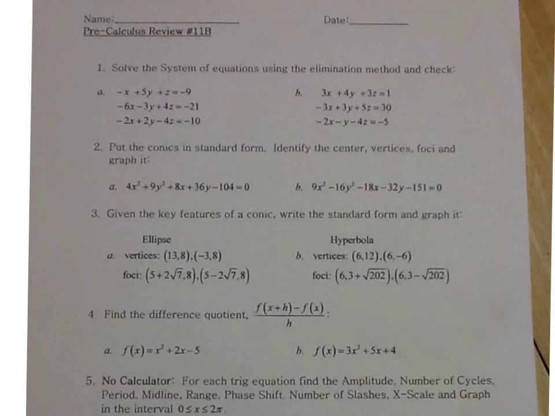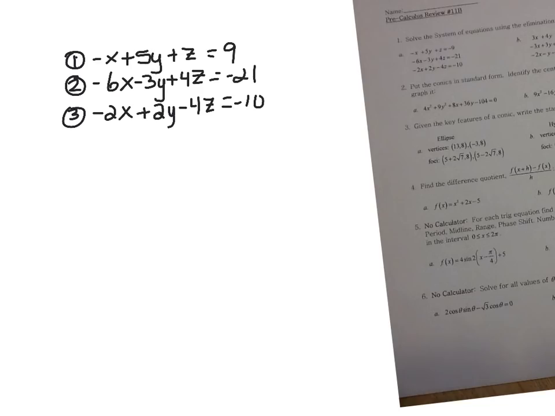All right, so number one says to solve the system of equations using the elimination method and check. It is a 3 by 3. A and B are both 3 by 3s. Okay, so let me write them down. Okay, so I have the three equations. I numbered them 1, 2, and 3.